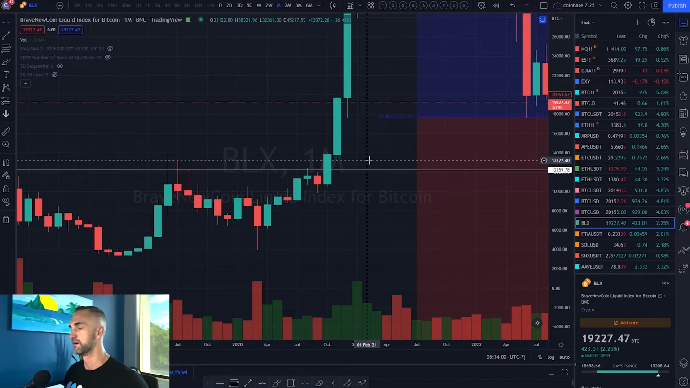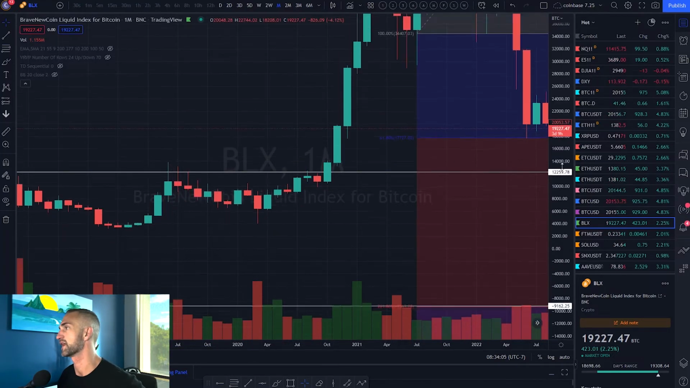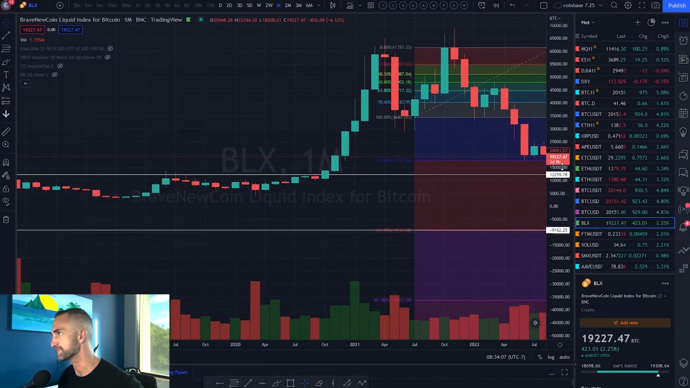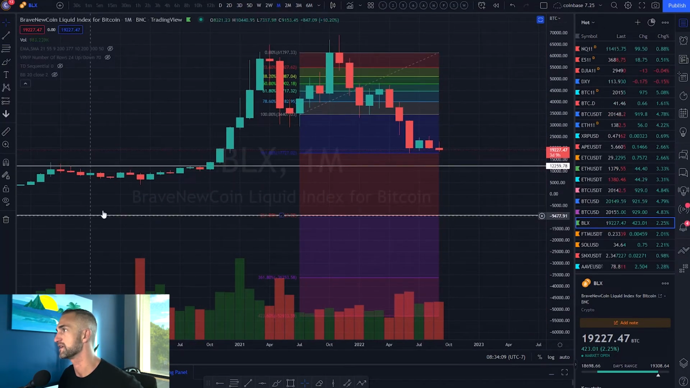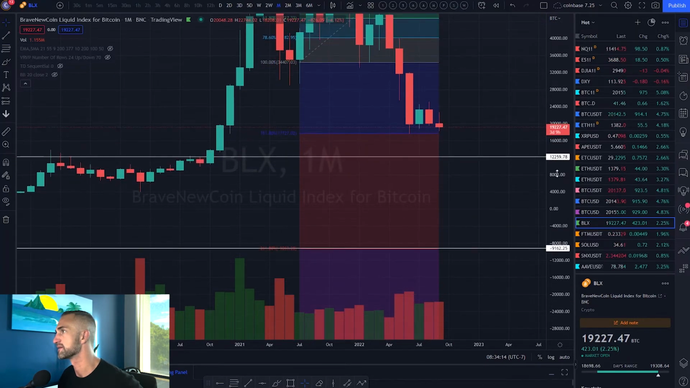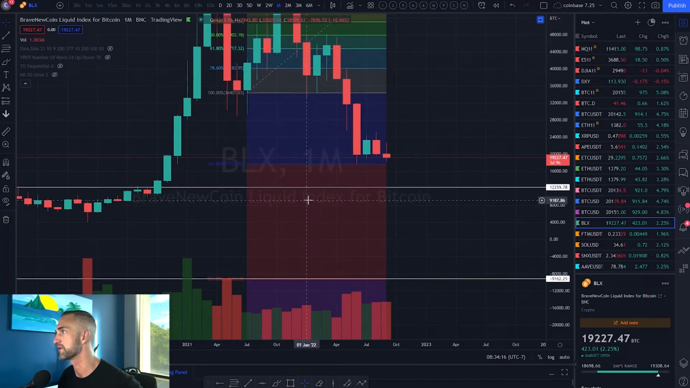So, excuse me. What I do want to line this up with, actually, as we got some nice little fib lines in here, is this is the monthly time frame for Bitcoin right now, as we're sitting at 19,229. Well, this is on the BLX, which is about a day late on price action.